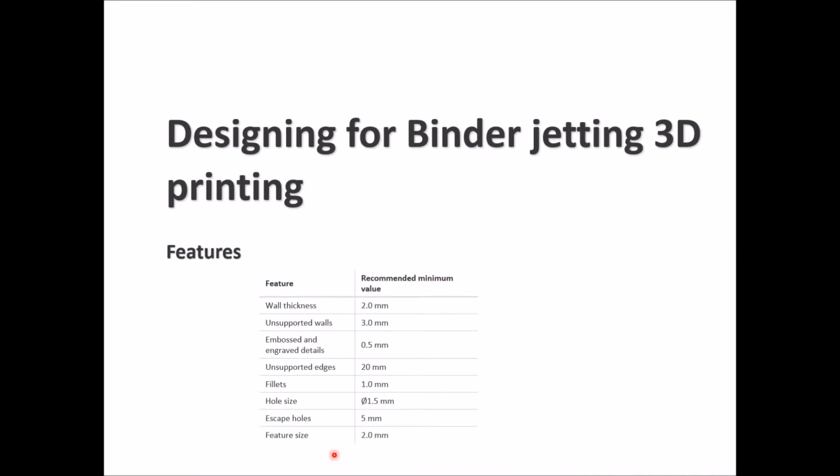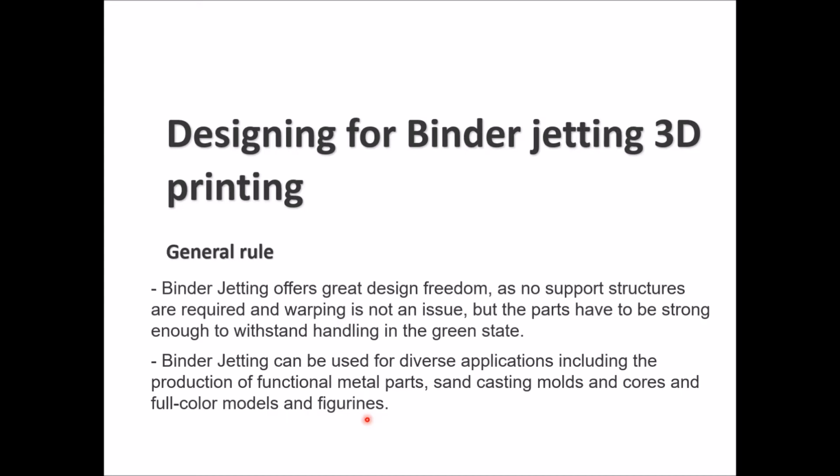The features: wall thickness should be a minimum of 2 millimeters. Unsupported walls should be a minimum of 3 millimeters. Embossed or engraved details should be a minimum of 0.5 millimeters. Unsupported edges should be 20 millimeters or higher. Fillets should be 1 millimeter in radius. Hole size should be 1.4 millimeters in diameter and up. Escape holes should be 5 millimeters or up. Feature size should be 2 millimeters in length.